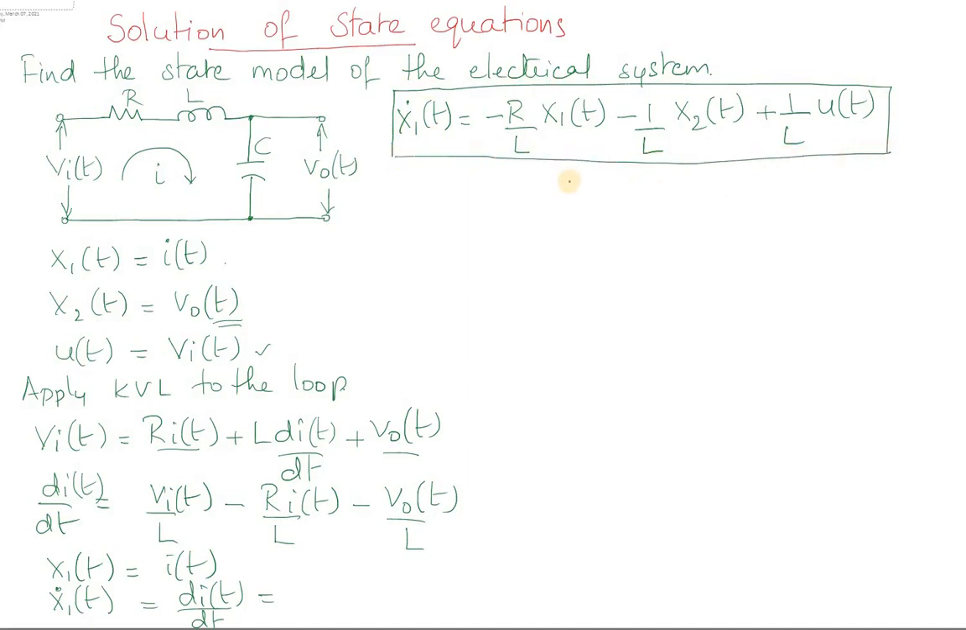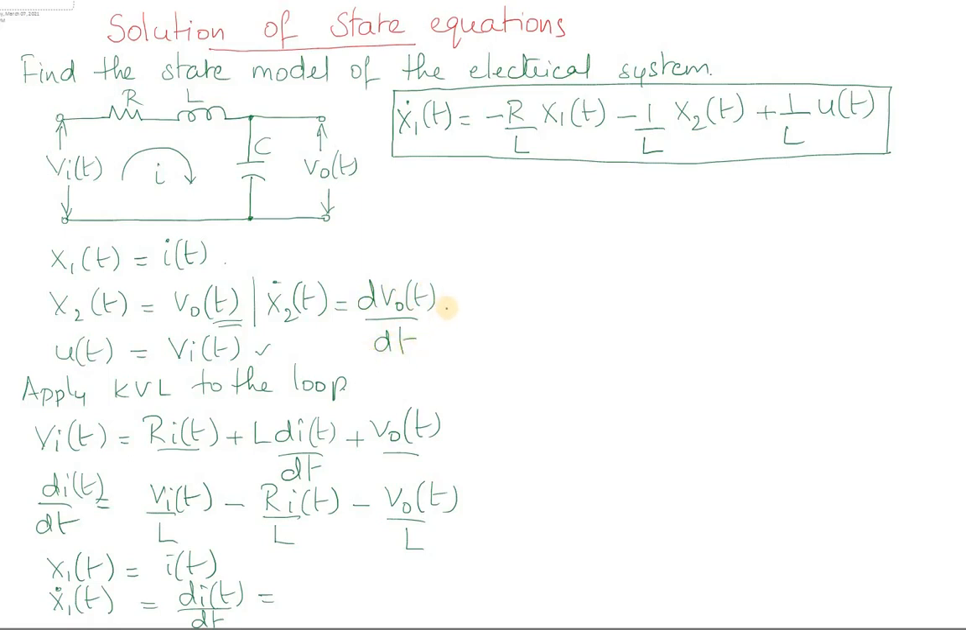We'll write the second state expression, that is x2 dot of t. So for that we need to take x2 of t. So if you see here, we have this x2 of t is equal to V naught of t. Now if you take the differential of this term, we get x2 dot of t. This is equal to, so this we can write it as dV naught of t by dt.